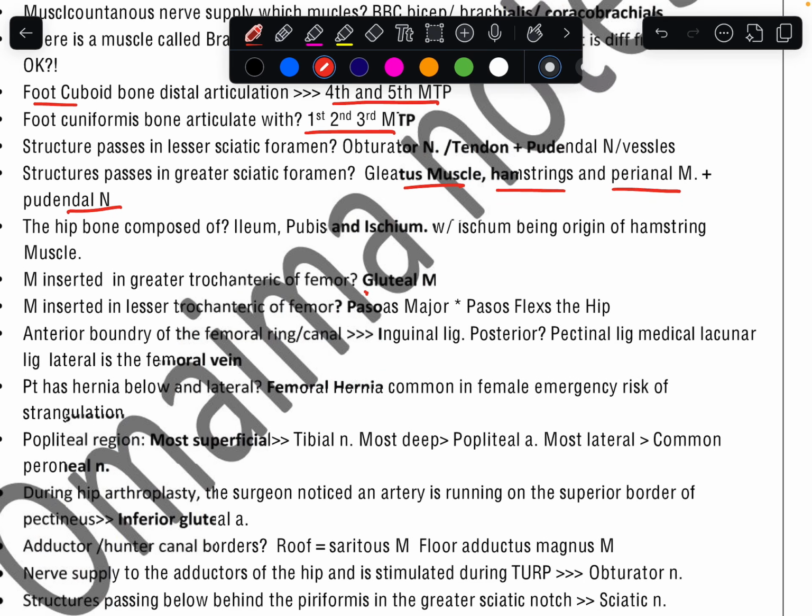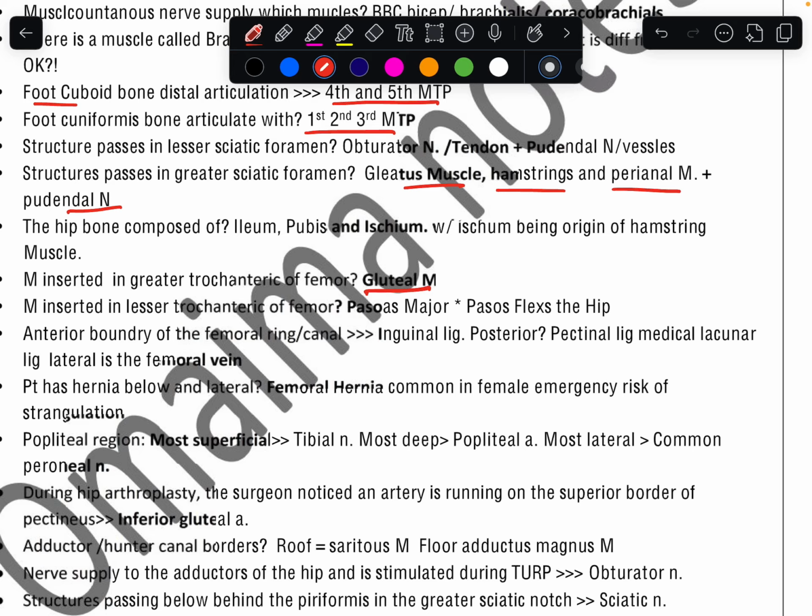Muscle inserted in the greater trochanter: gluteus medius. Muscle inserted in the lesser trochanter: psoas major, flexes the hip. Anterior boundary of the femoral ring: inguinal ligament. Posterior: pectineal. Medial is lacunar. Lateral is femoral vein. Patient has a hernia below and related to the femoral.